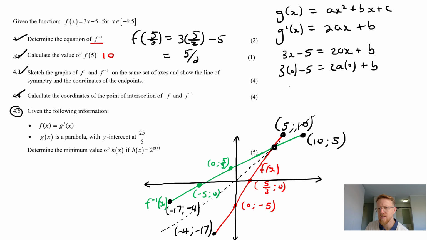And what you'll notice is that you're going to end up with 0 minus 5 equals 0 plus b. And so b is minus 5. Okay, now let's come back up to here. So let's go back up to there.